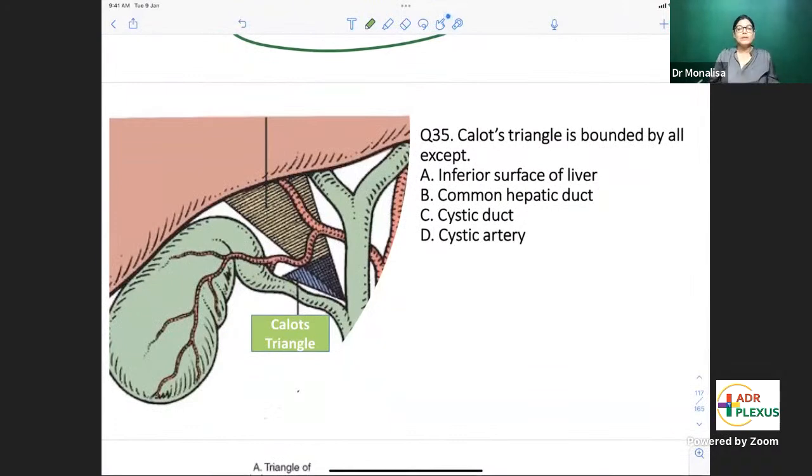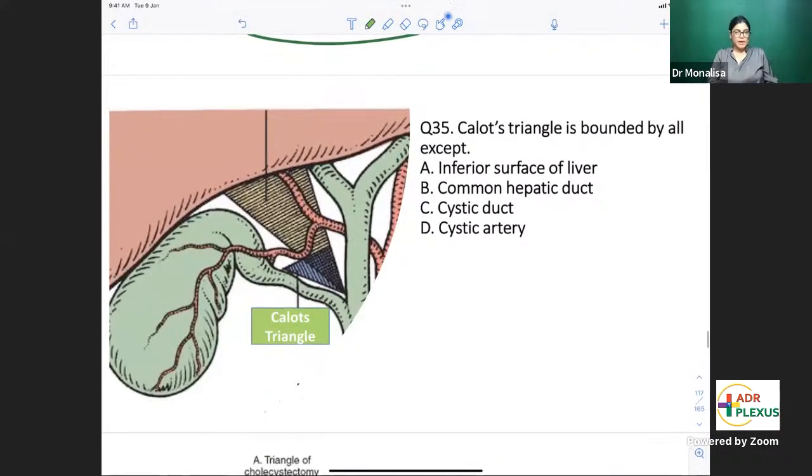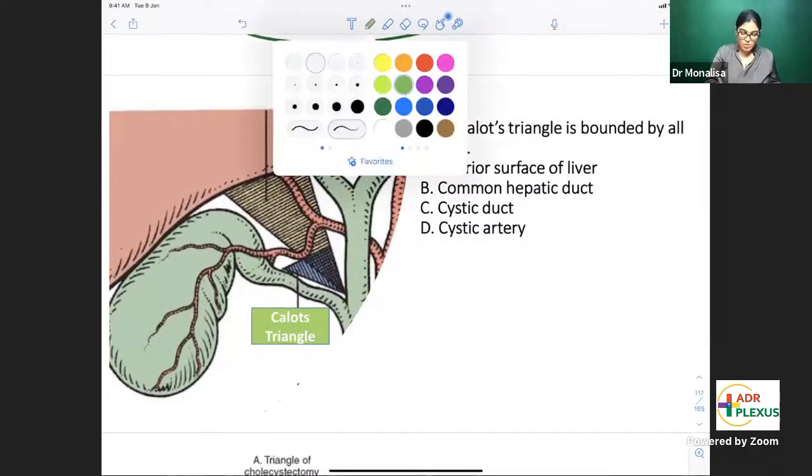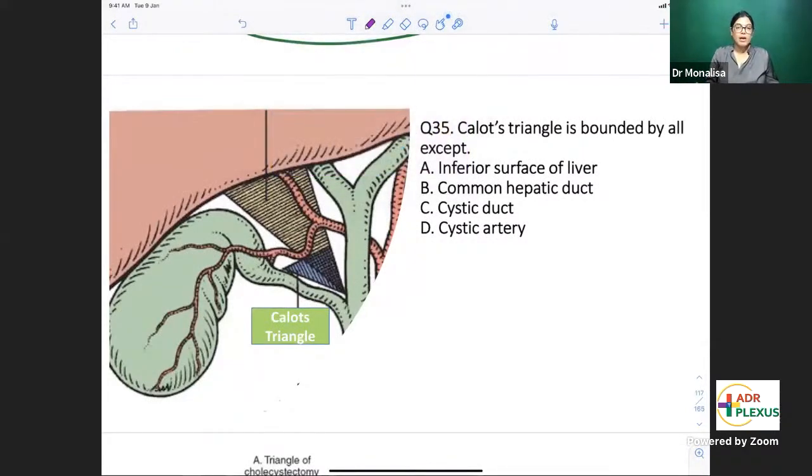Carotid triangle is bounded by all except. Let's finish quickly. Few more of the images I want to discuss.